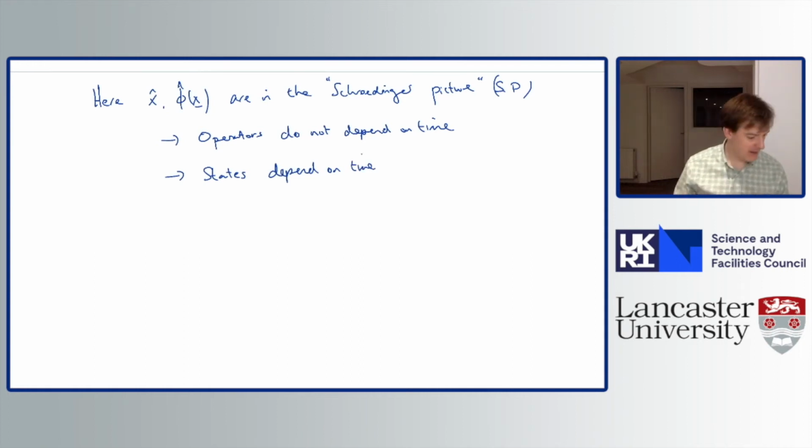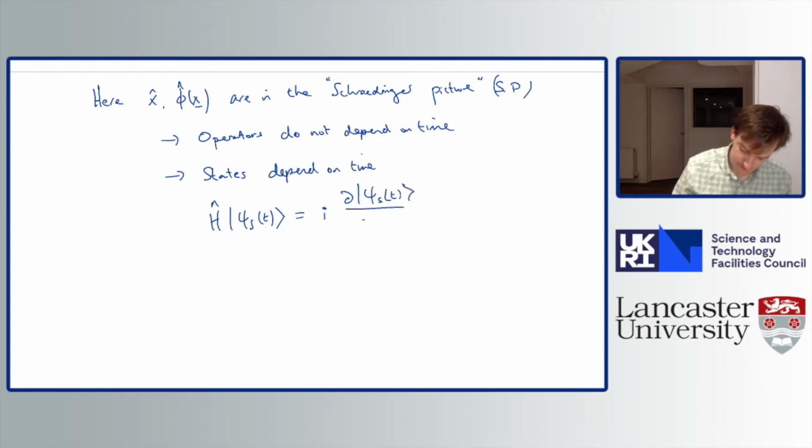So how do the states depend on time? I have a state, let's write psi S, and it depends on time, it's a function of time. I know that this will obey the Schrödinger equation. This is the way in which states depend on time in the Schrödinger picture.